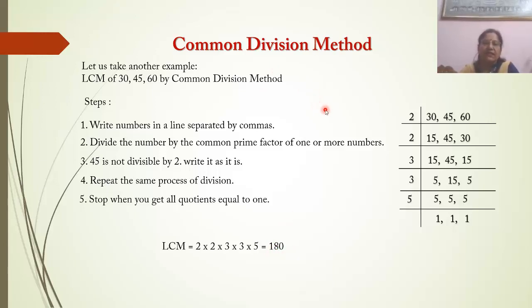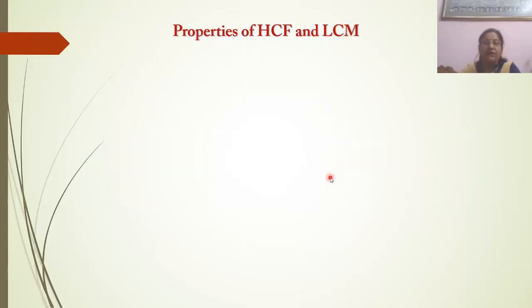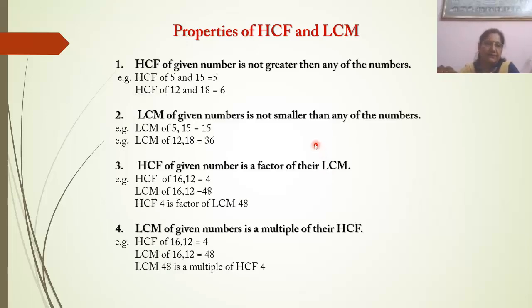Students, you have to remember we have studied the LCM and HCF. What is the relation between LCM and HCF? There are some properties between LCM and HCF that you should remember so that we can solve all the exercises easily. The HCF of given numbers is not greater than any of the numbers. We take two numbers 5 and 15, and the HCF of 5 and 15 is 5. So the HCF is always less than or equal to both of the numbers 5 and 15.